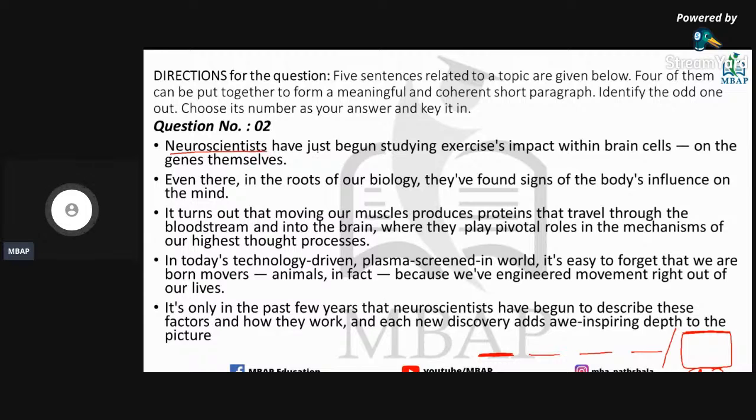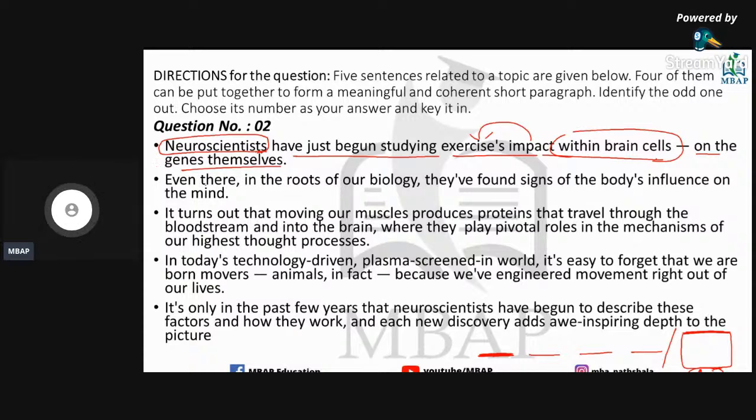Neuroscientists have just begun studying exercise's impact within brain cells on the genes themselves. Okay. So I'm pretty sure you all are aware of who neuroscientists are, right? So this passage talks about neuroscientists and what they have just begun studying. They have begun studying the impact of exercise within brain cells on the genes themselves. So it is pretty evident.